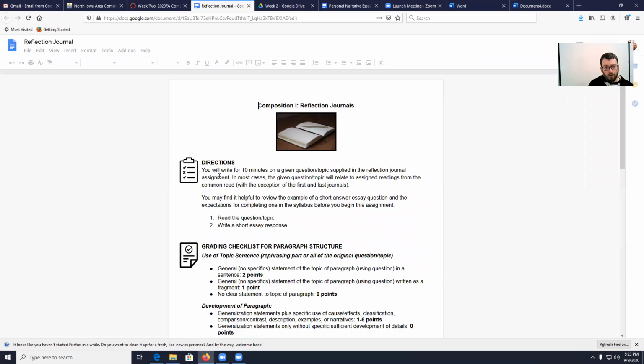The directions say I will write for 10 minutes on a given topic or question supplied in the journal. In most cases, the topic will relate to readings from the Common Read, with the exception of first and last journals. I may find it helpful to review an example, a short essay, question, and expectations for completing one in the syllabus before I begin this. So if you remember from the syllabus, I've given you a lot of extra resources, and in particular, I have a thing in there that talks about how to help write a short essay answer.